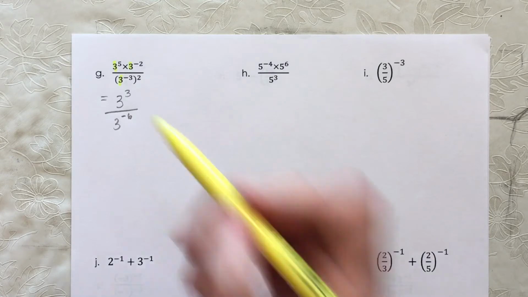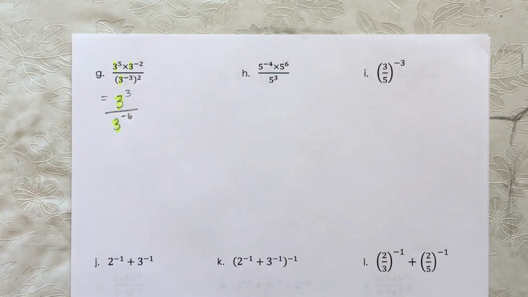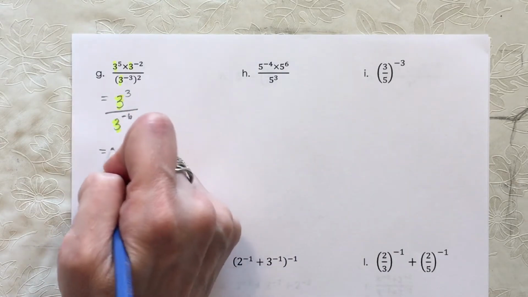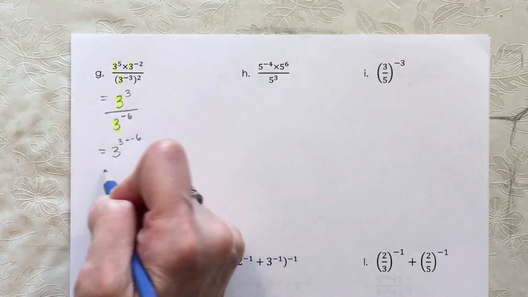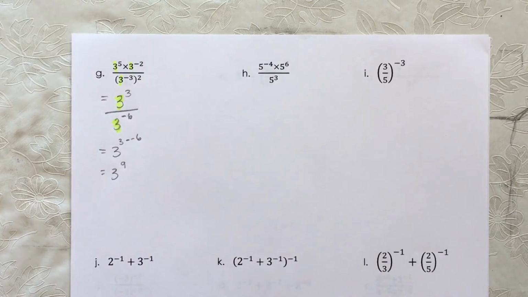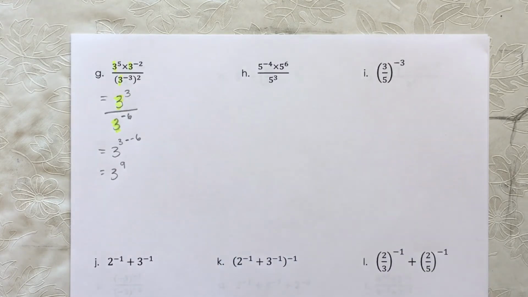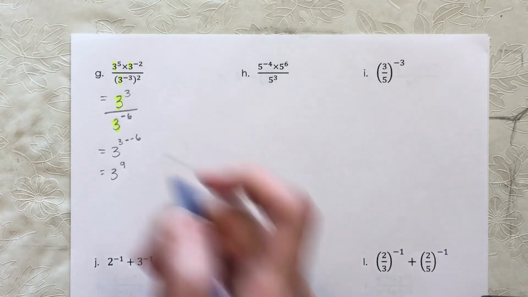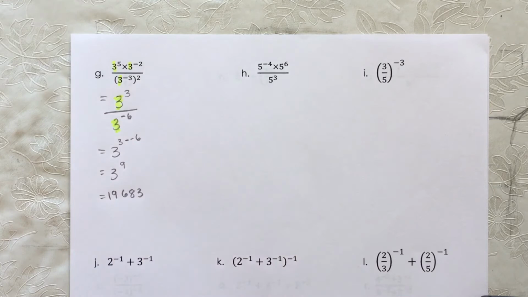Now, I still have the same base in the numerator and the denominator. So now I'm dividing powers with the same base. So I can keep the base the same and subtract the exponents. Subtracting a negative means you're adding. So once you get it to 3 to the 9th, 19,683, you could go to your calculator.